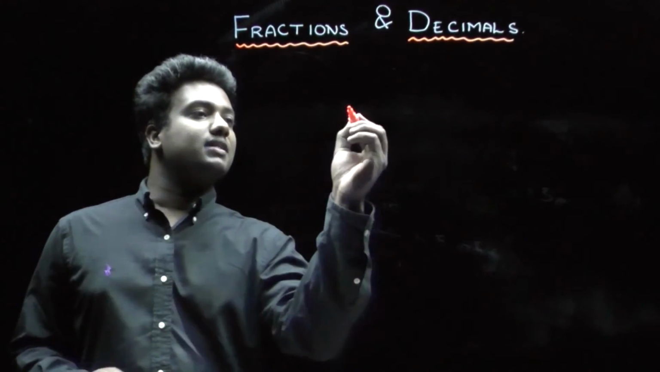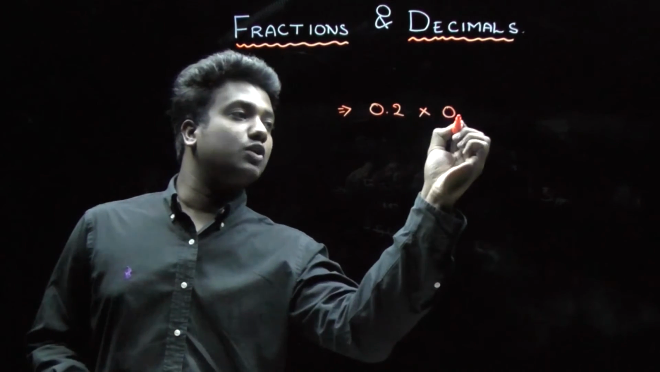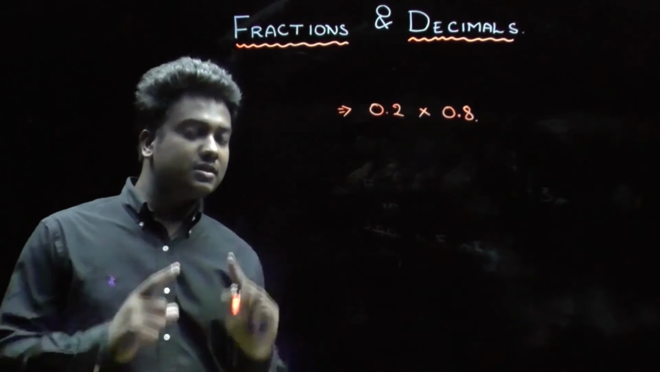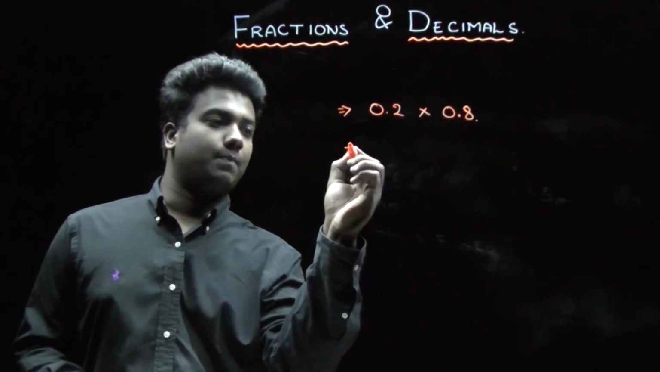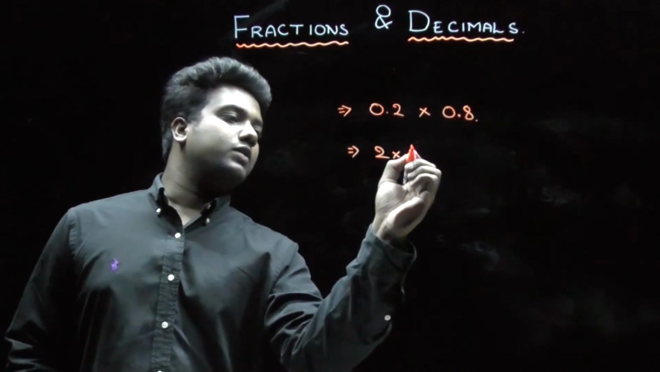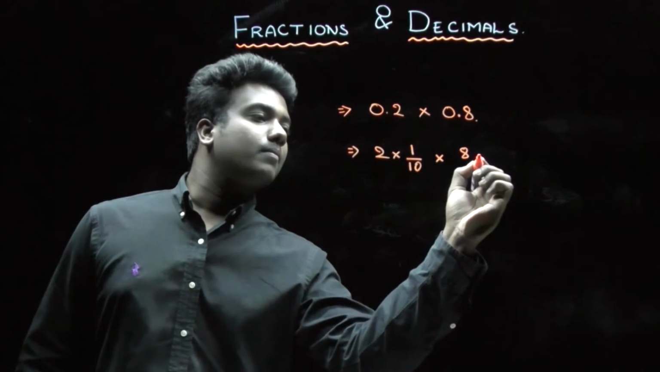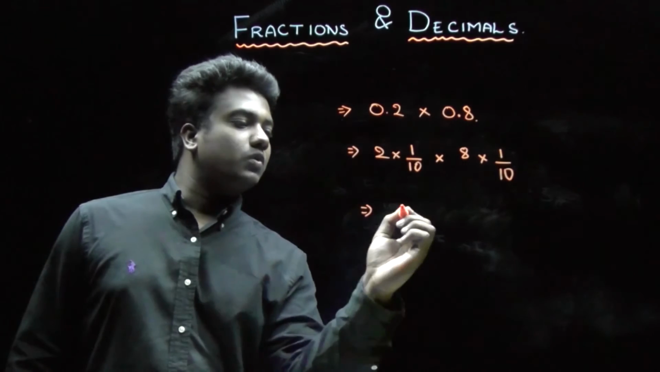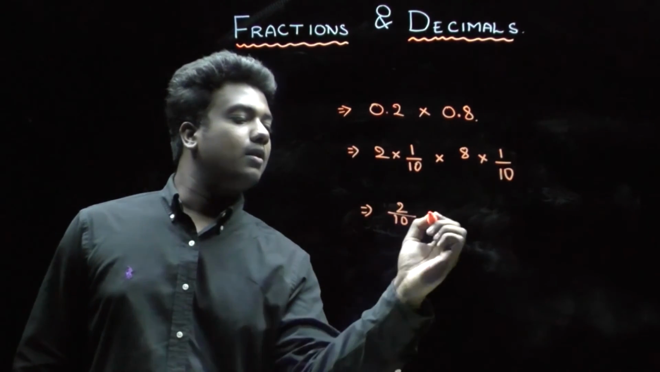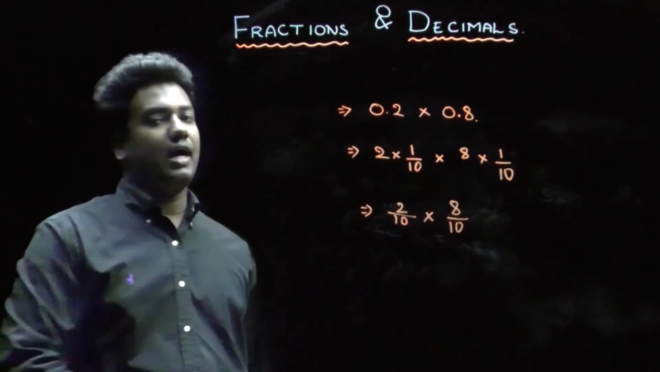Okay, now what is the value when 0.2 is multiplied with 0.8? The first step you have to do is first convert these decimals into their fractions. So here it will be 2 multiplied with 1 by 10 and this is being multiplied with 8 into 1 by 10. Okay, now if you observe, this is 2 by 10 into 8 by 10. So here the two fractions are being multiplied.